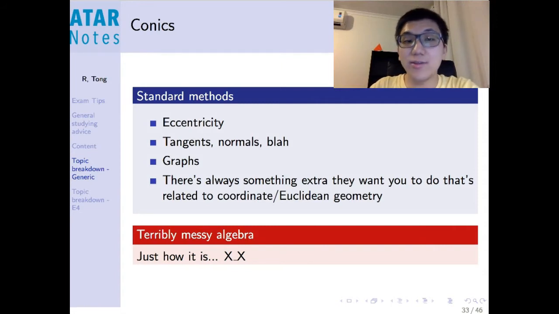Conics, the only real standard things are basically just my list here: eccentricity, tangents, normals, graphing it. And honestly, there's always going to be some stuff with Euclidean geometry, basically areas and stuff, coordinate geometry as well, midpoint, distance, gradient, blah blah blah. Honestly, it's really just messy algebra.